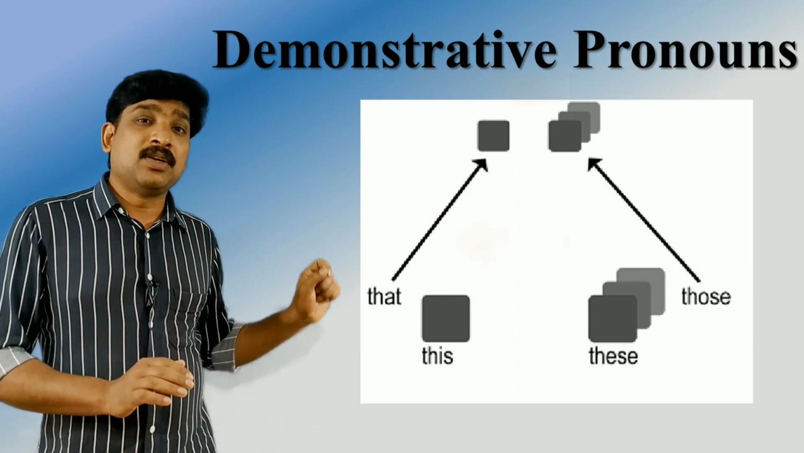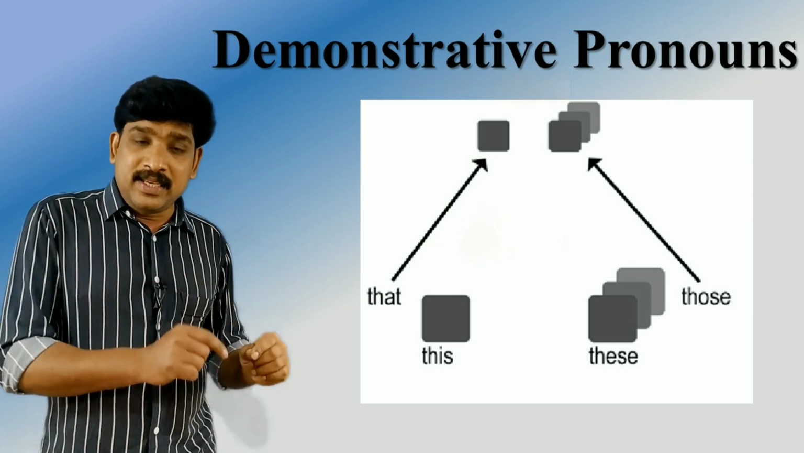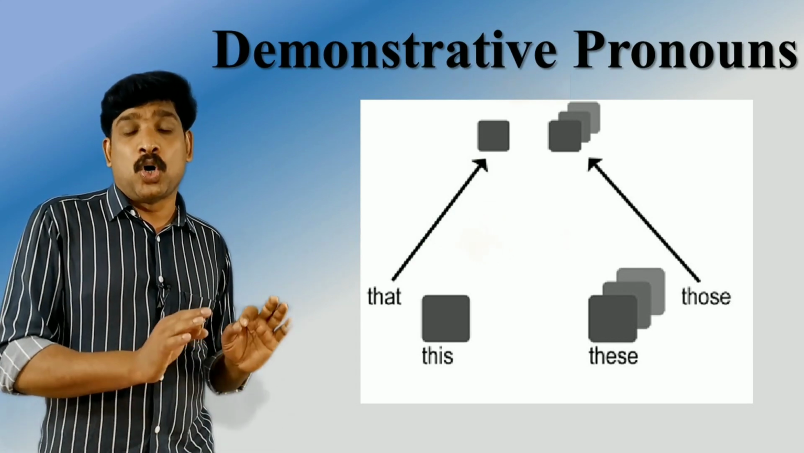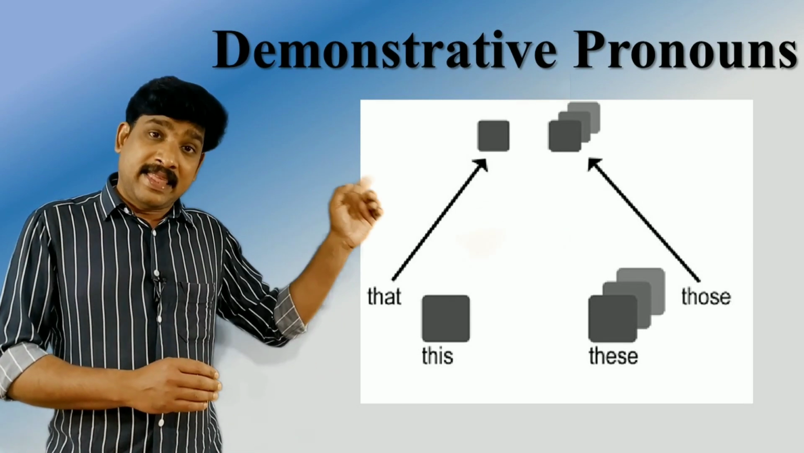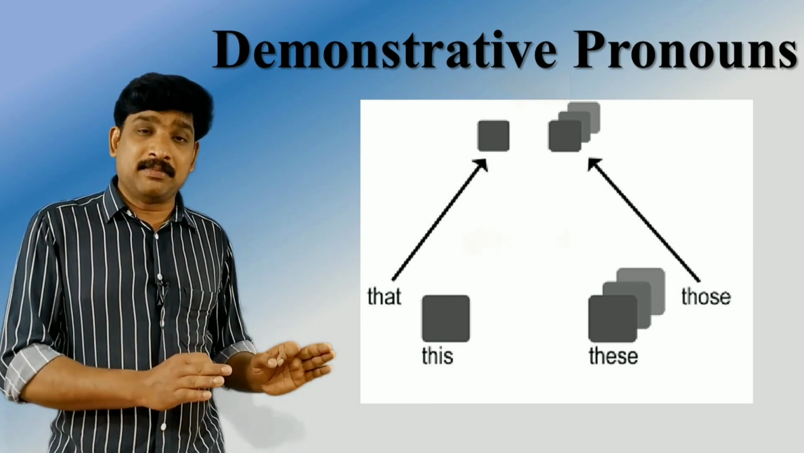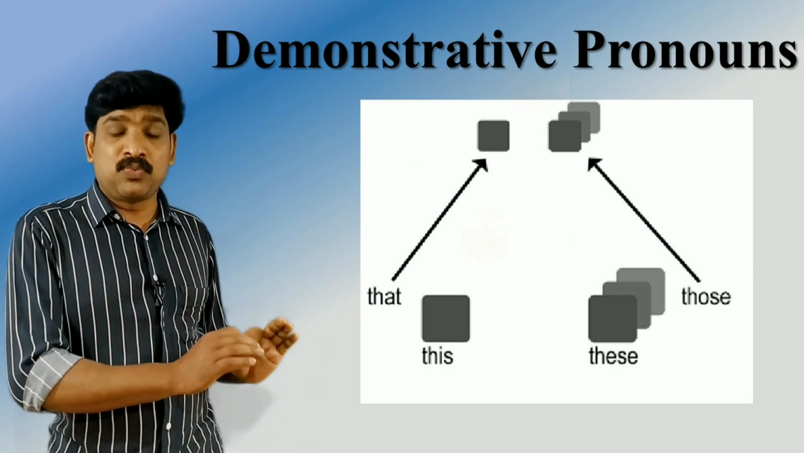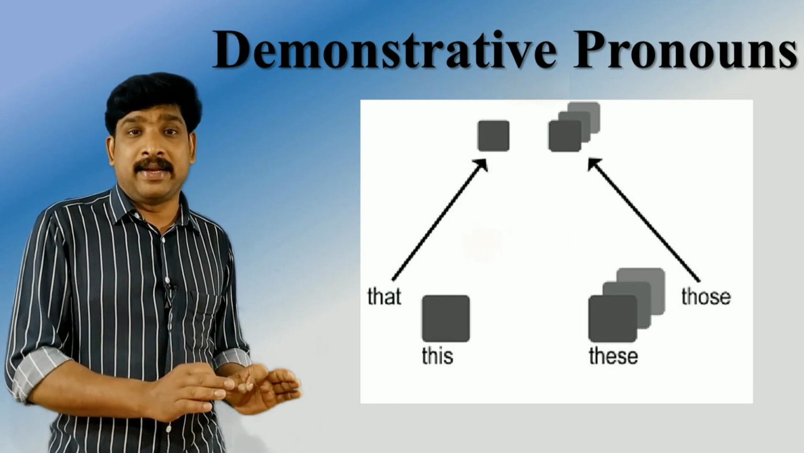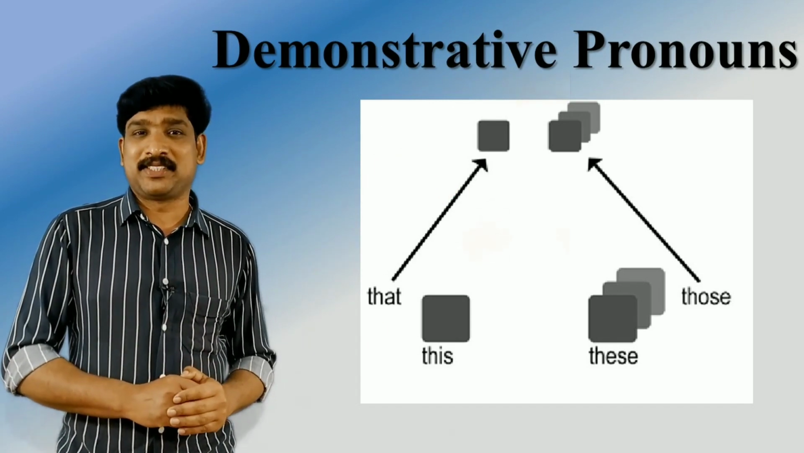This is used for singular items that are nearby. These is used for multiple or plural items that are nearby. That is used for singular items that are far away. And those is used for multiple or plural items that are far away. Let's check out some examples.